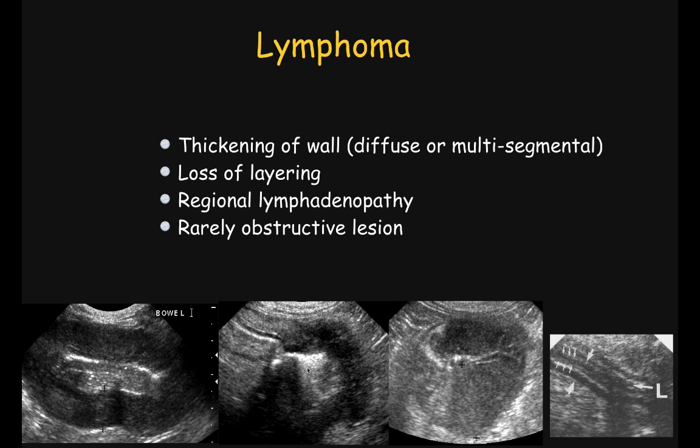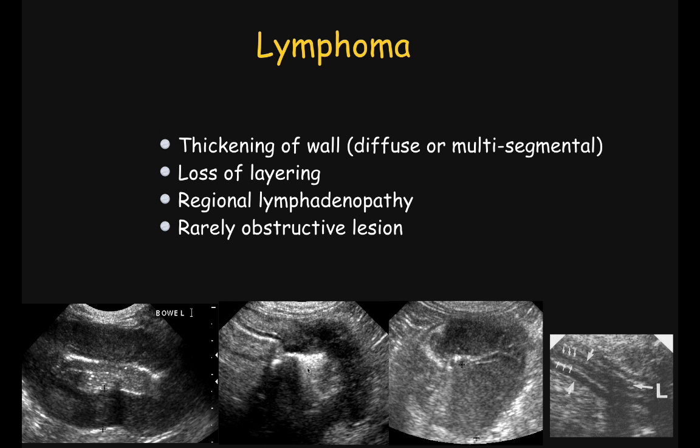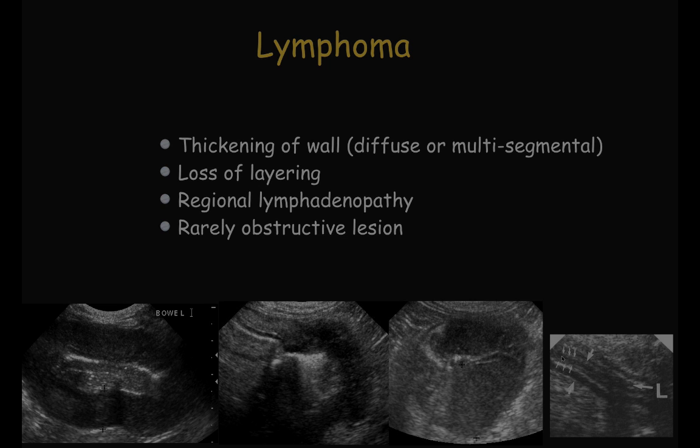Regional lymphadenopathy is a very common feature in lymphoma. On rare occasions, the lesion may create obstruction, but this is really uncommon in round cell neoplasia. In a few instances, we may also see actual wall layering, and in this case, it may be difficult to distinguish a lymphoma from an inflammatory bowel condition.